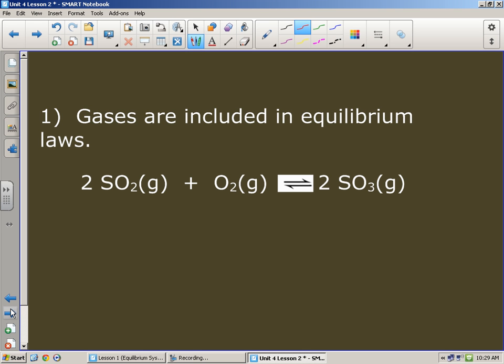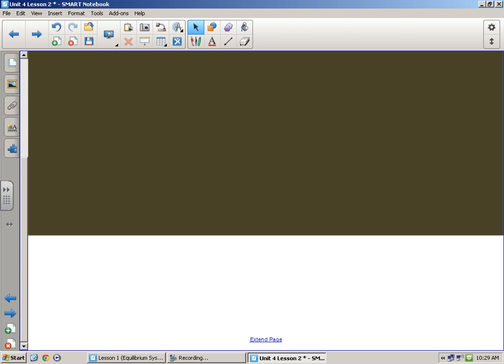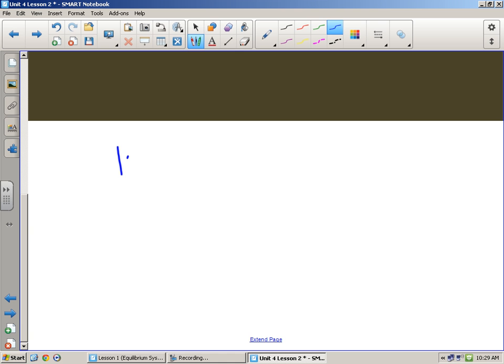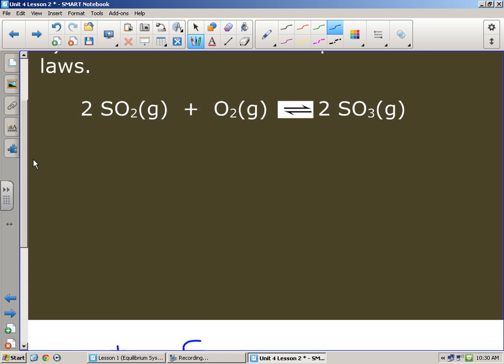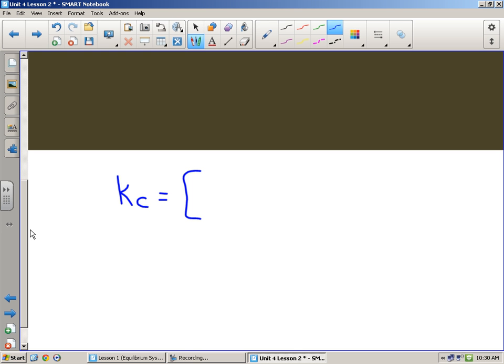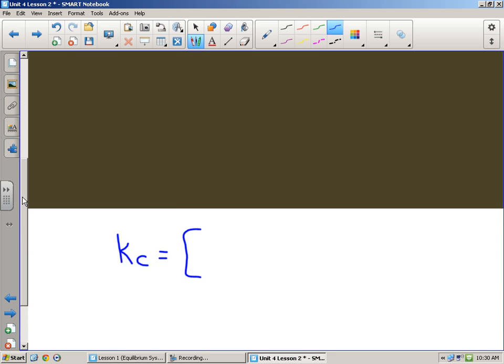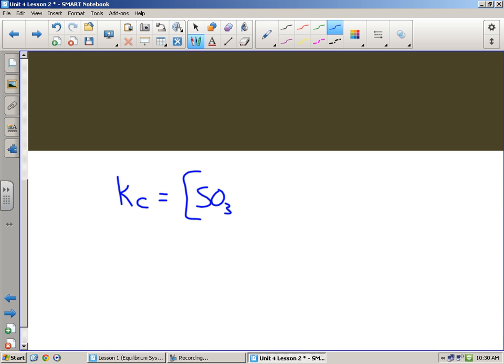So let's take a look. Well, it says here, gases are included in the equilibrium law. So gases are always good to include. So we can include all these things here, and it would look a little something like this. We'd say Kc is, by the way, what do the square brackets mean again? Concentration, sure. So we're still talking about concentration here. We got SO3 gas here. Products, that is my product.